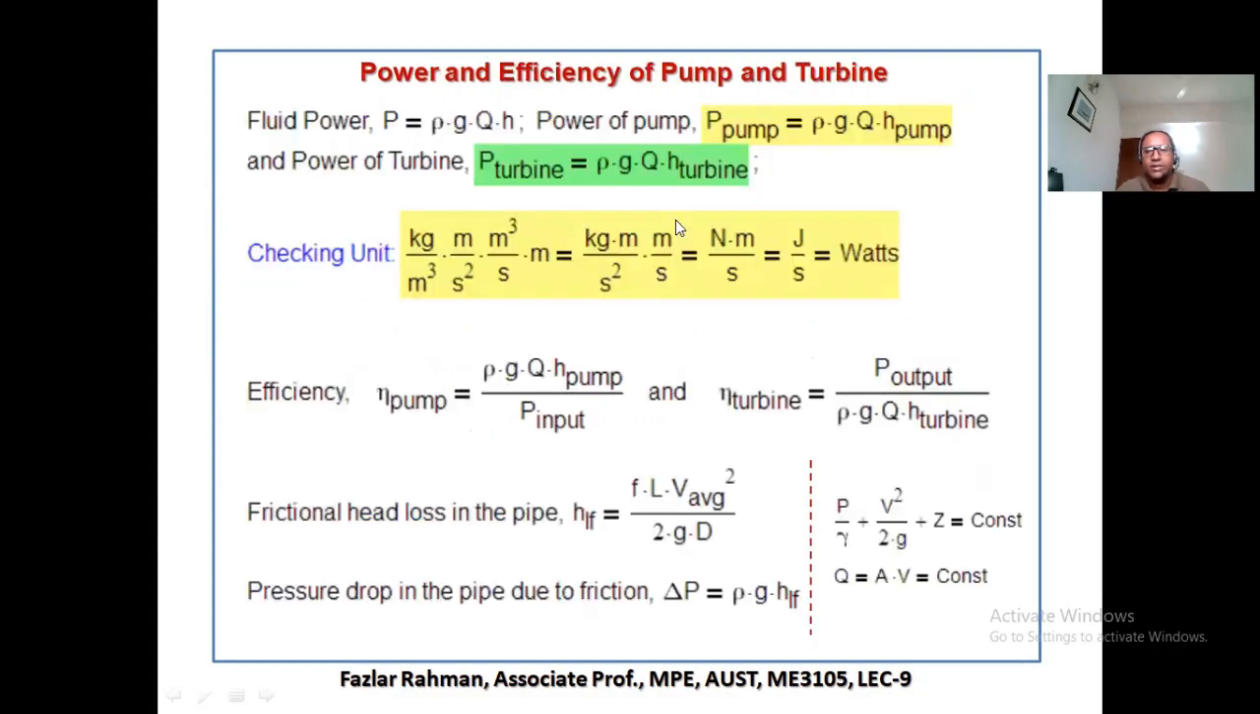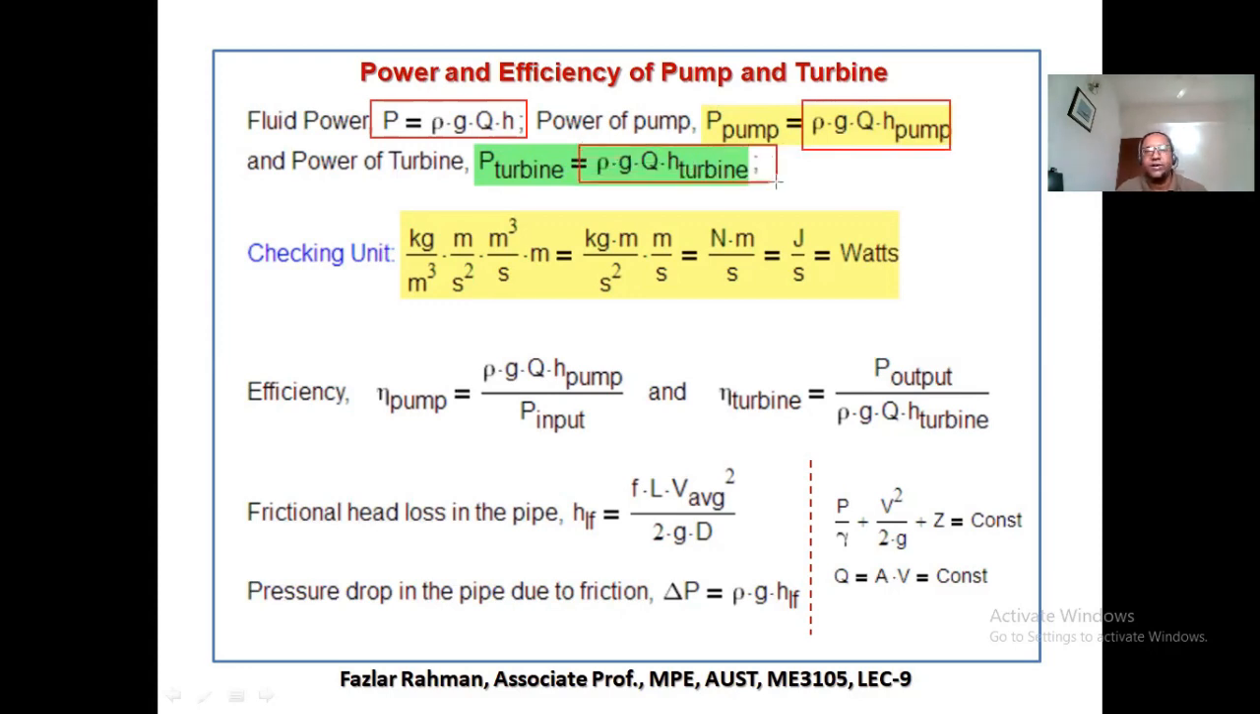Now, the summary of all formulas, that is how we can figure out the power of the pump, the power of the turbine, and also the efficiency. So you see fluid power, always you have this equation, rho G Q H, and for the pump, H pump, that means the power of the pump equals rho G Q H pump. Turbine, rho G Q H turbine.